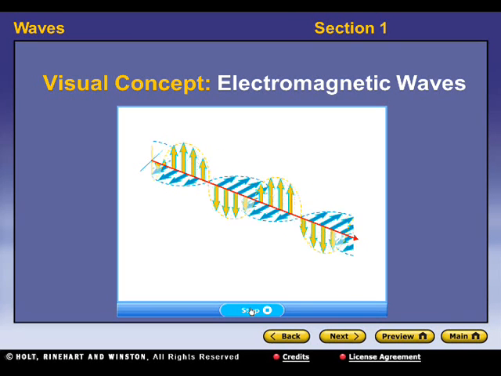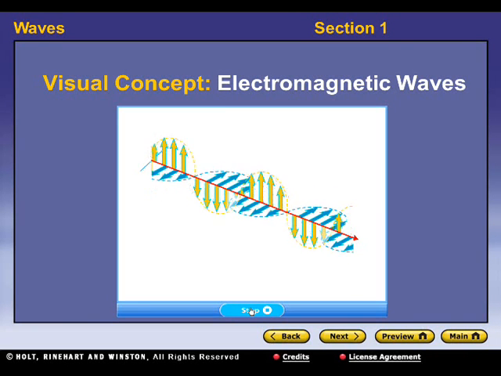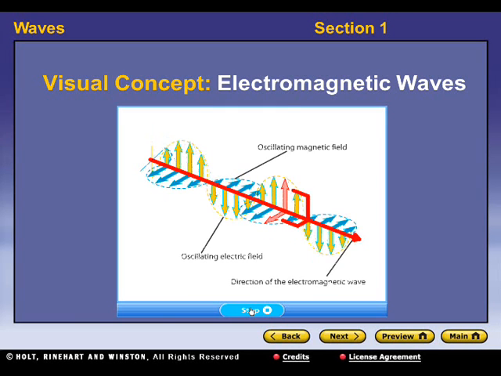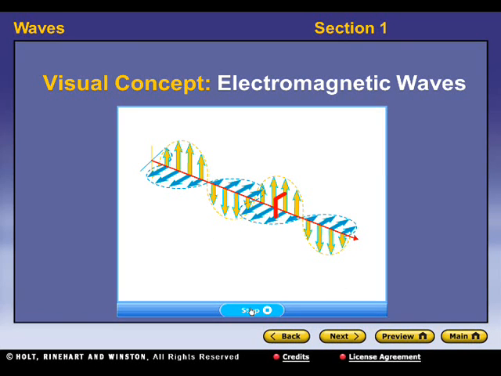In classical electromagnetic wave theory, light is a wave composed of oscillating electric and magnetic fields. These fields are perpendicular to the direction in which the wave moves. Therefore, electromagnetic waves are transverse waves. The electric and magnetic fields are also at right angles to each other.